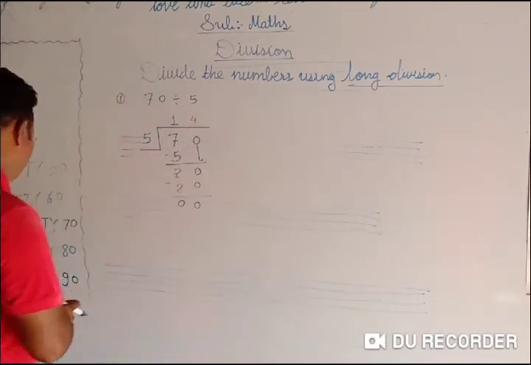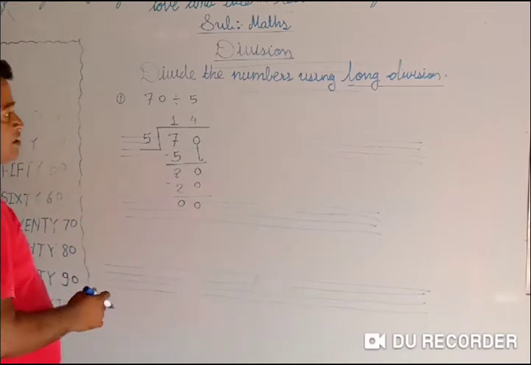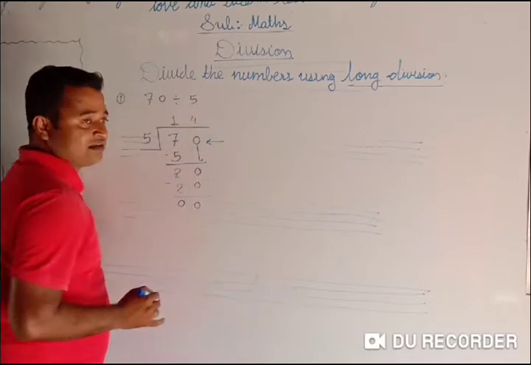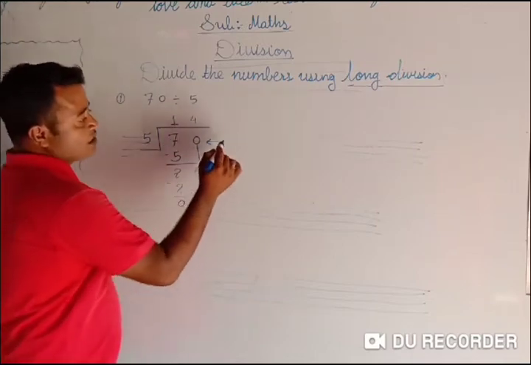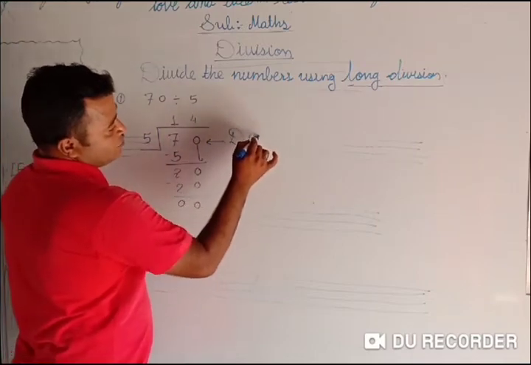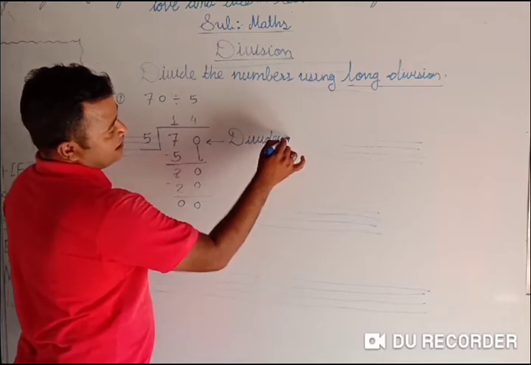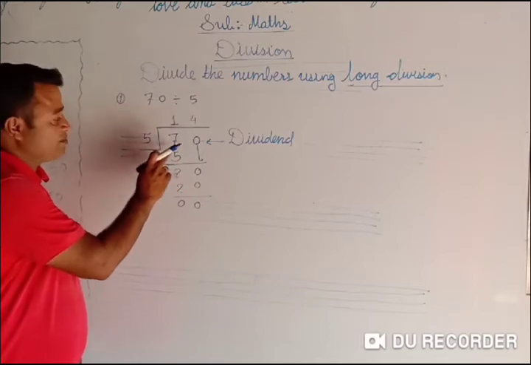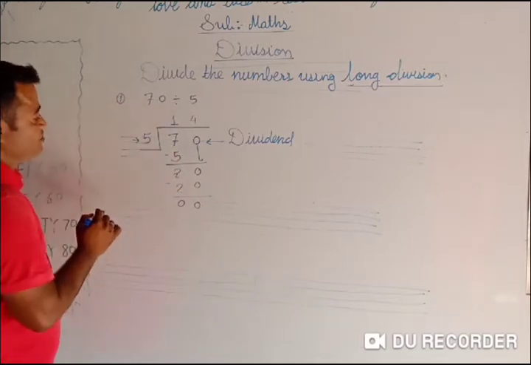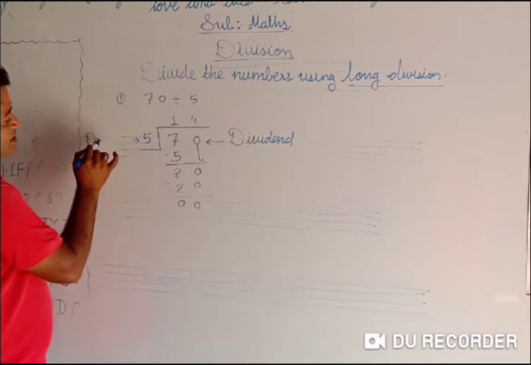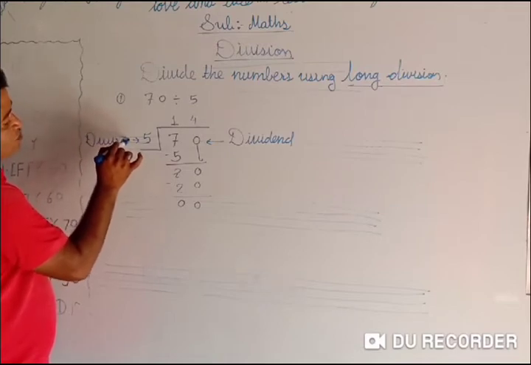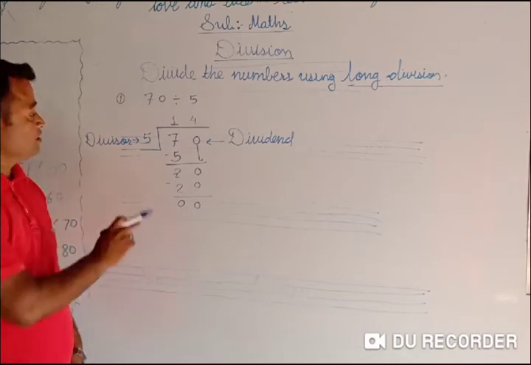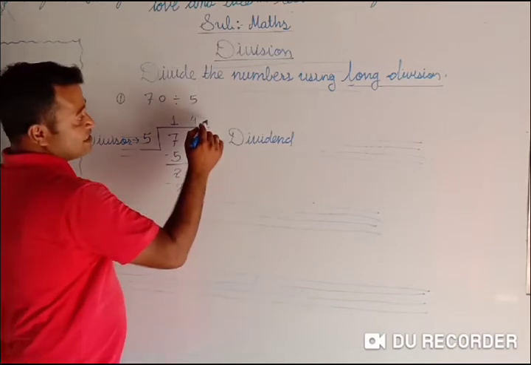So my dear students, here we have to understand a few things: what these numbers are called, because we will require them later on. The number which we divide, that is 70, is called the dividend, D-I-V-I-D-E-N-D. By which number have we divided 70? By 5. So this 5 is called the divisor. The number by which we divide is called the divisor.